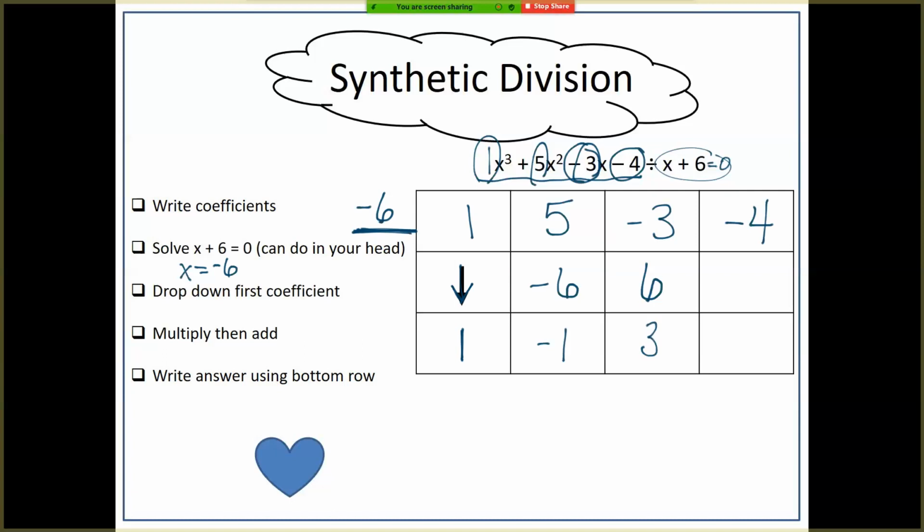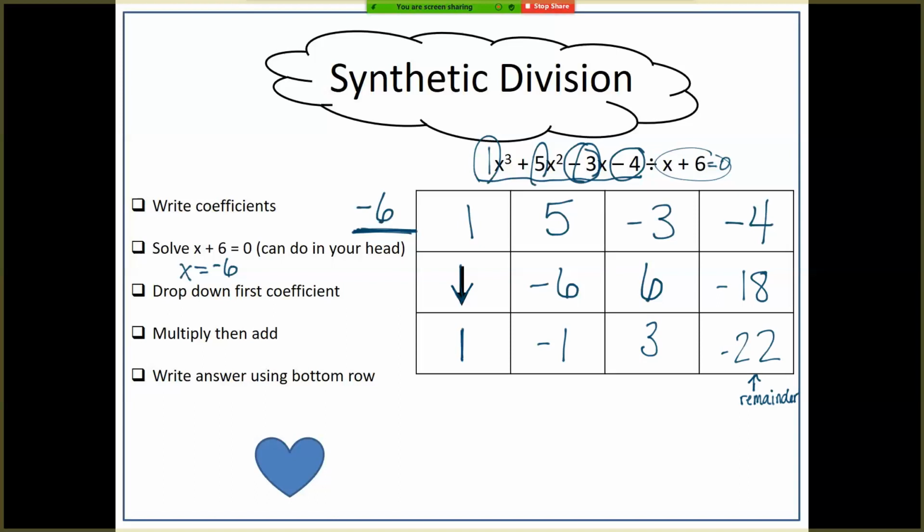Then I'm repeating my cycle, so I just added. Now I want to multiply -6, my magic number, times the number I just got at the bottom, which gives me -18. One last step to fill in all my boxes. I have -4 plus -18, which is -22. This number will always be your remainder. So whatever number happens to be in the last box, that's going to be your remainder.